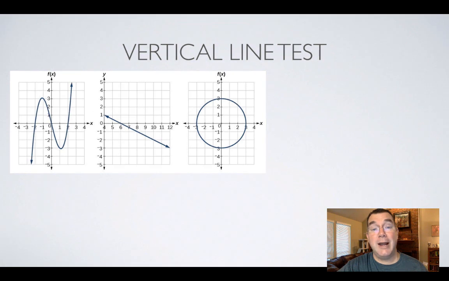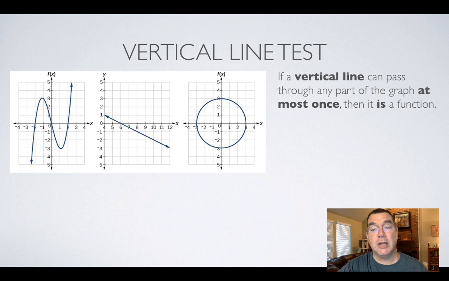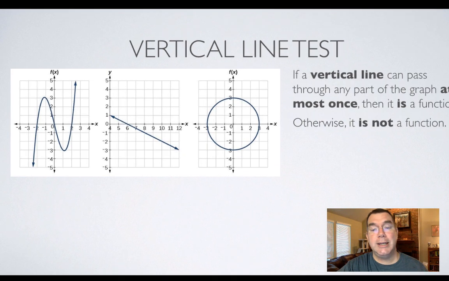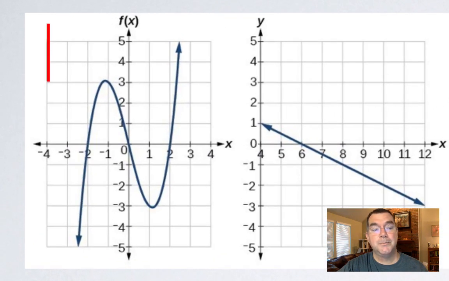Okay. For graphs, we're going to use something called the vertical line test. That's going to tell us whether a graph represents a function or not. And so what it says is if I can draw a vertical line and it can pass through any part of the graph at most once, then it is a function. So it can cross through it once, it cannot cross through it at all, but it can't go through it twice or more.